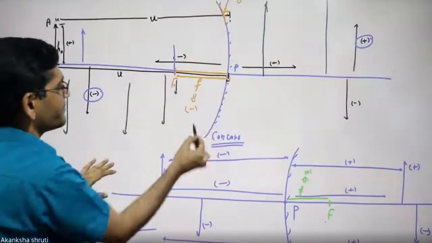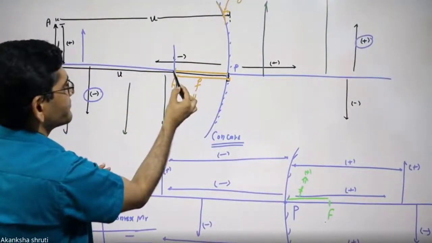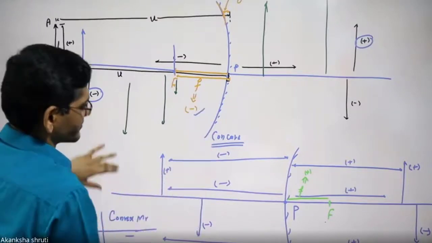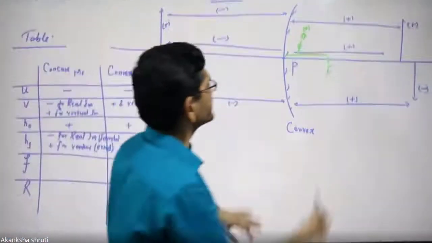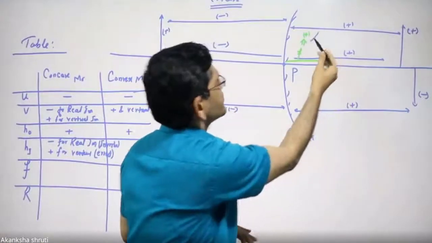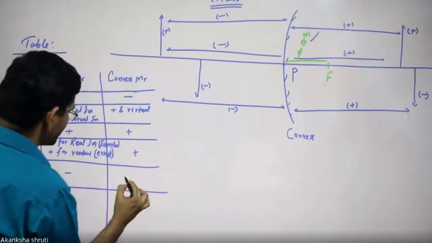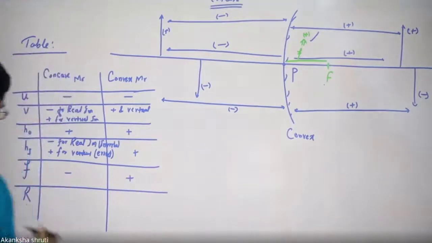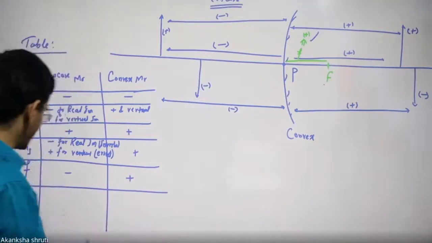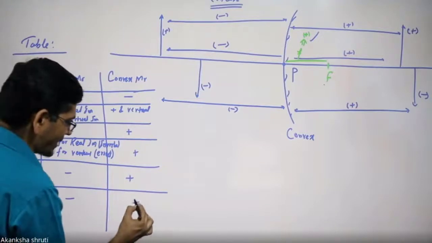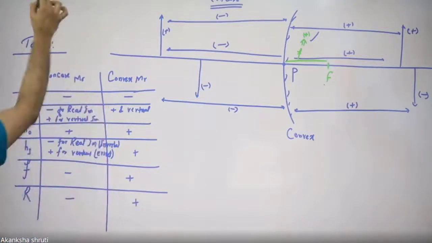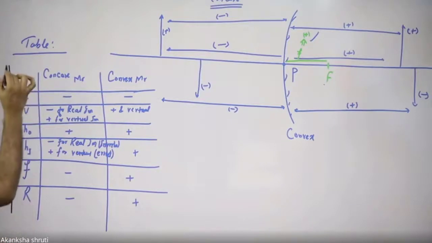For the concave mirror, the focal length is on the left hand side, so it has to be taken negative. But for the convex mirror, the focal length is on the right hand side, so it has to be taken positive. For the radius of curvature, which is nothing but twice the focal length and in the same direction, it has to be taken negative for concave and positive for convex. So this table is called the sign convention.